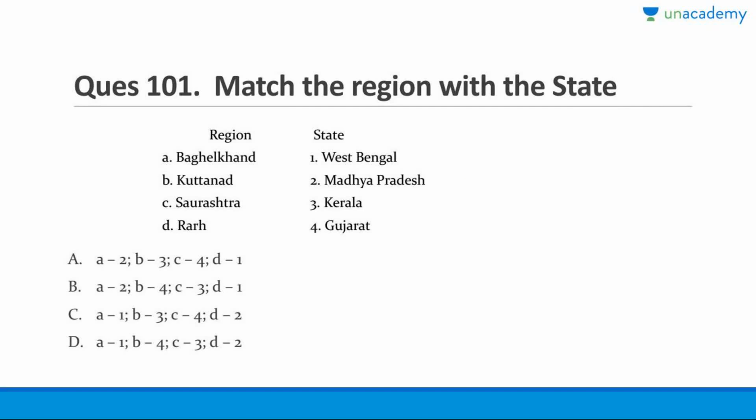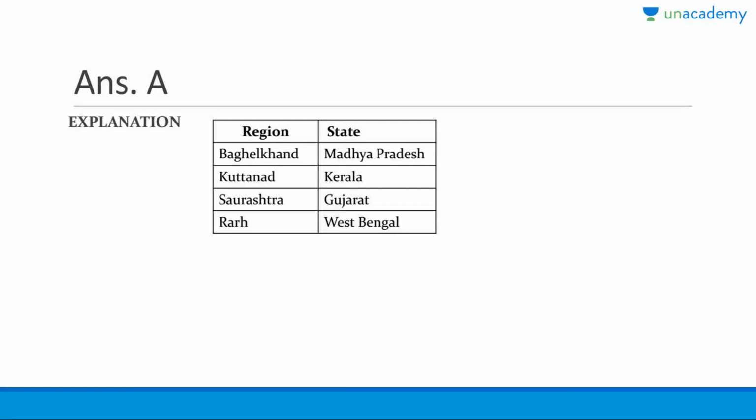Question number 101. So we are done with 100 questions. Congratulations. Baghelkhand is in Madhya Pradesh. Kuttanad is in Kerala. Saurashtra is in Gujarat. And Dhar is in West Bengal. So the option which is correct is A. So you can see the match here.